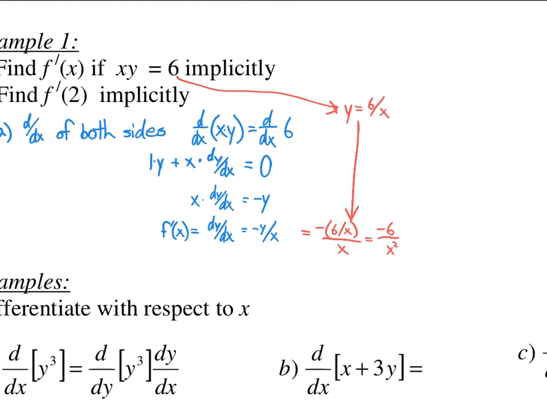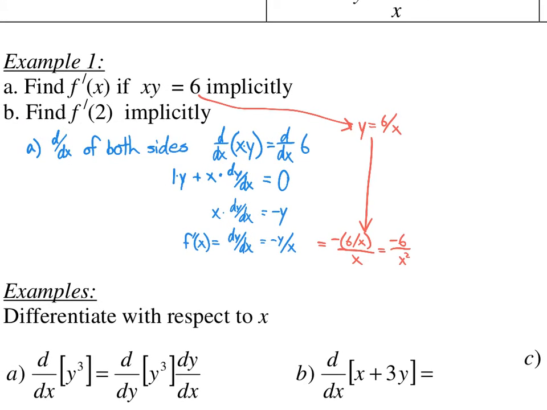Okay? Now, I already said that f prime of 2 ended up being negative 3/2. Well, f prime of 2, if I'm doing that implicitly, would be negative y over x. So I need what the y coordinate is when x is 2. Alright, so think back to our equation. I have 2 times y equals 6. So that means y is 3. So the point that I'm really finding the derivative at is the point (2, 3).